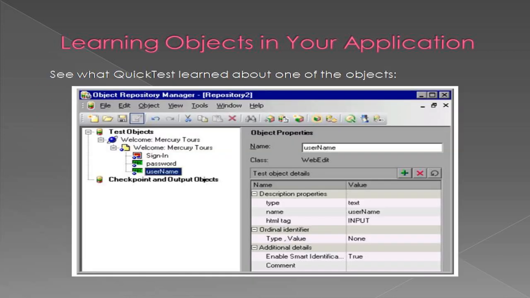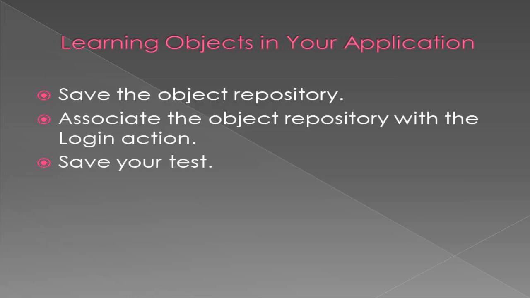9. See what QuickTest learned about one of the objects in the test object tree. Highlight the username object. In the right pane, notice its object properties. These are the descriptive properties that QuickTest will use to identify the object during a run session. 10. Save the object repository. In the Object Repository Manager window, choose File, Save, or click the Save button.